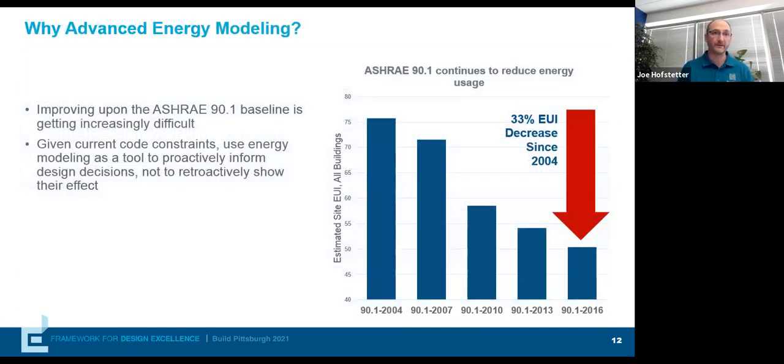So why do we need to move in that direction? This may be familiar to some, but with 90.1, going back to 2004 listed here and up through 2016, and there's now 2019 available as well, we're seeing a 33% reduction in EUI of a code compliant building from 2004 to 2016 ASHRAE standards.